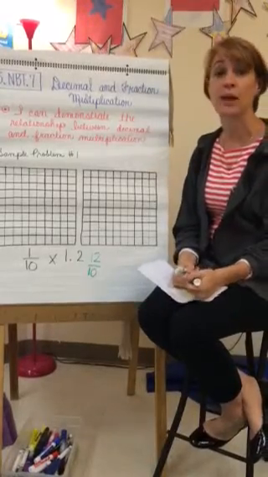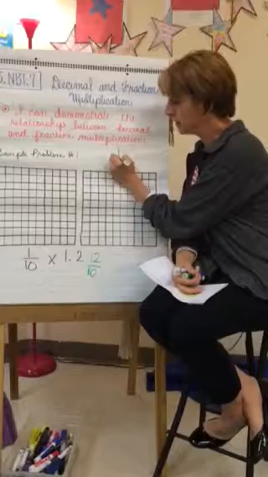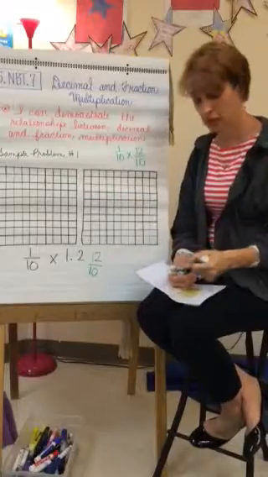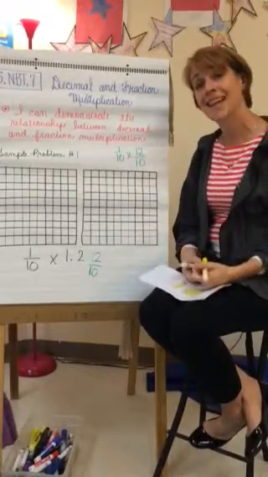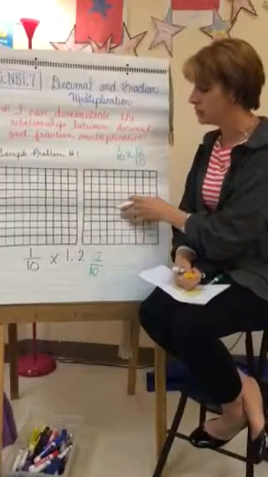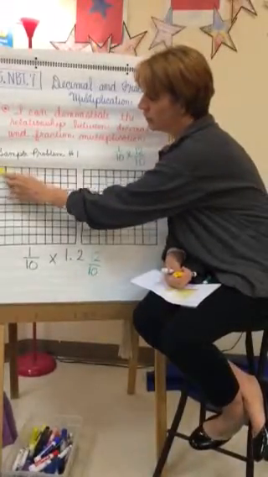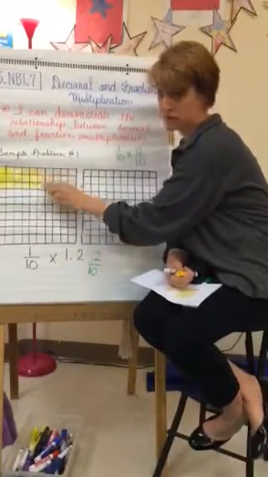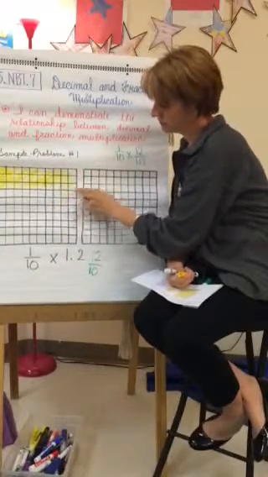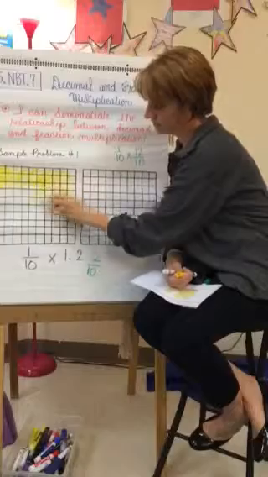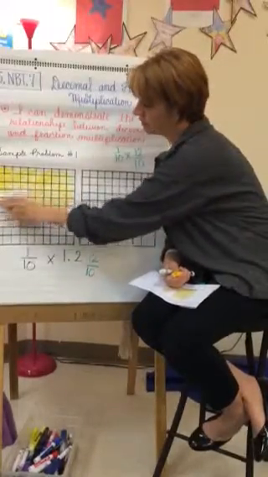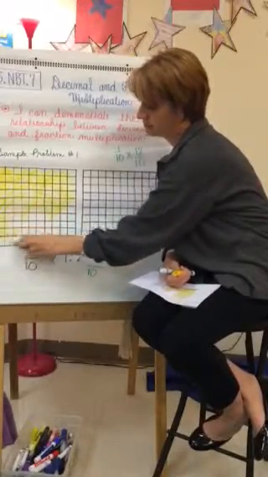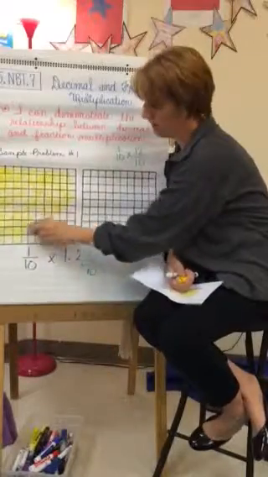Then I would have the students rewrite the problem as 1/10 times 12/10. Using our model here, the students would then identify what 1.2 looks like. So they would color in the entire first hundreds block. And then they would shade in 2/10 of the other block.